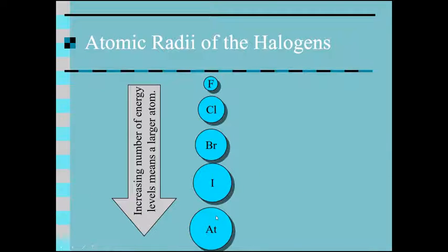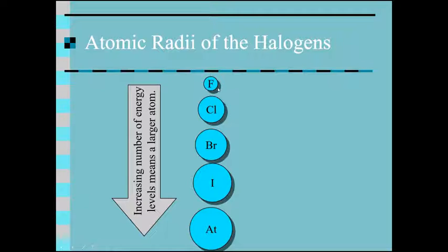And atomic radius increases from top to bottom in a group. For example, fluorine has the smallest size in the halogens, then chlorine, then bromine, then iodine, then astatine. Because fluorine has two shells, then chlorine has three shells, then four shells, five shells, and six shells. Therefore, the number of shells increases, and the distance from the nucleus to the outer electron increases, and in this way the size is increased.